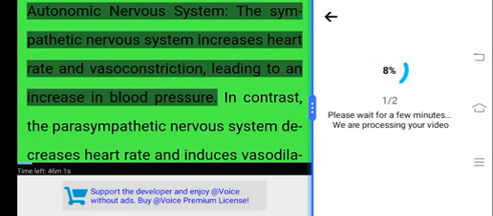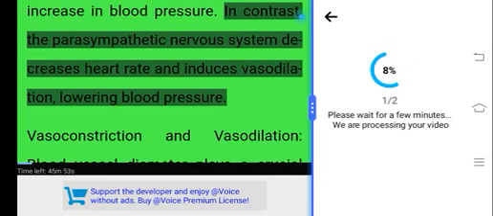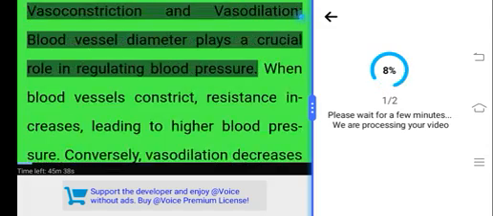Autonomic nervous system. The sympathetic nervous system increases heart rate and vasoconstriction, leading to an increase in blood pressure. In contrast, the parasympathetic nervous system decreases heart rate and induces vasodilation, lowering blood pressure.